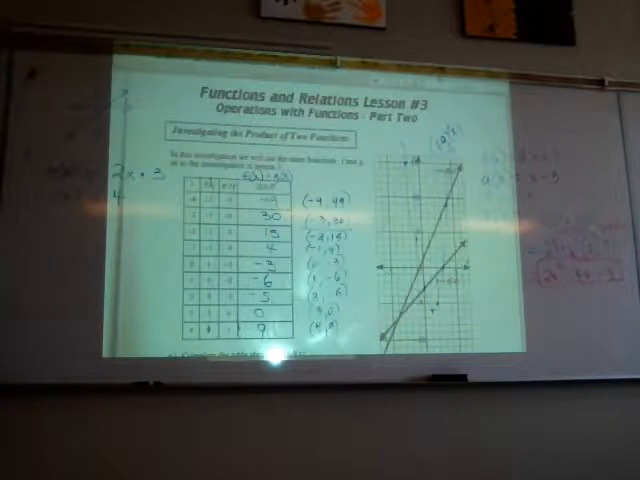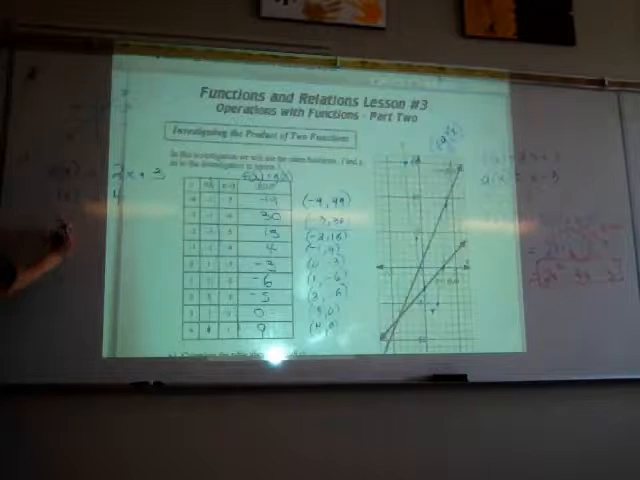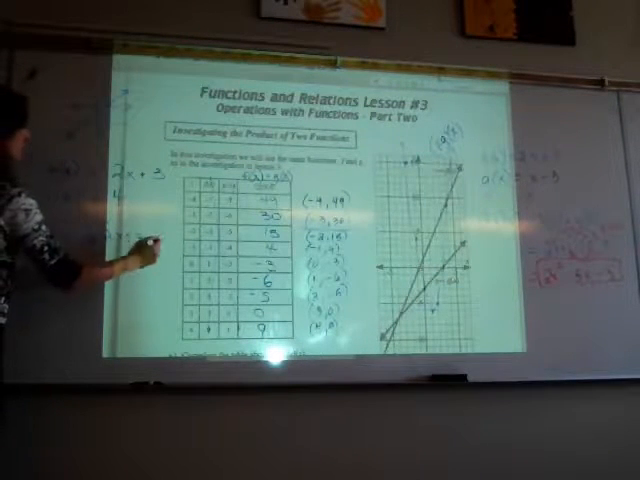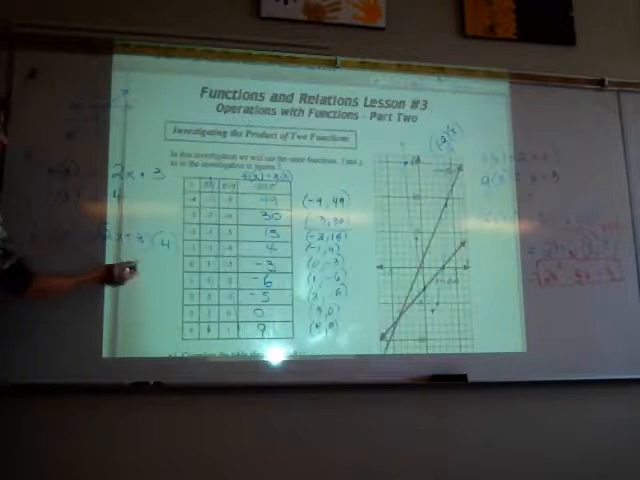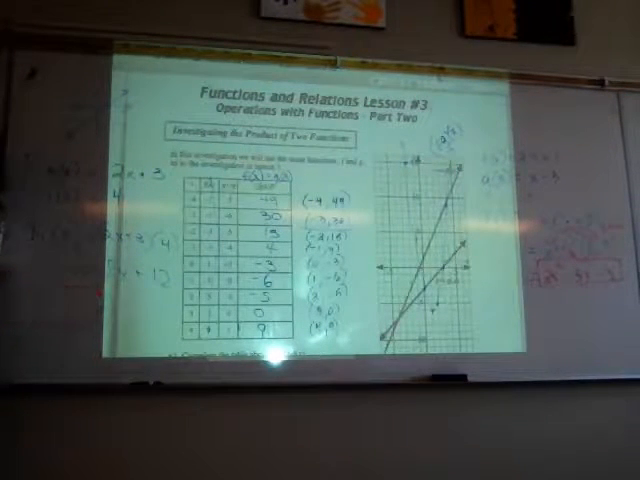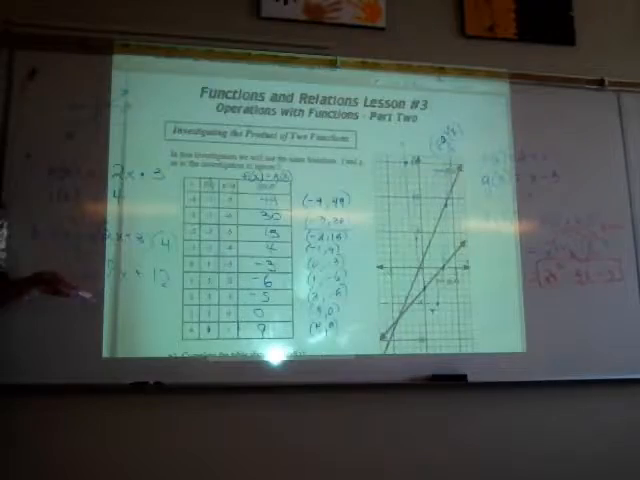Okay, two straight lines. What's going to happen when we multiply them? Okay, so hj of x, that's going to equal 2x plus 3 times 4, which gives us 8x plus 12. Is that still linear? Yep. Okay, so that's an example where you would still have degree 1. You wouldn't necessarily get a quadratic.